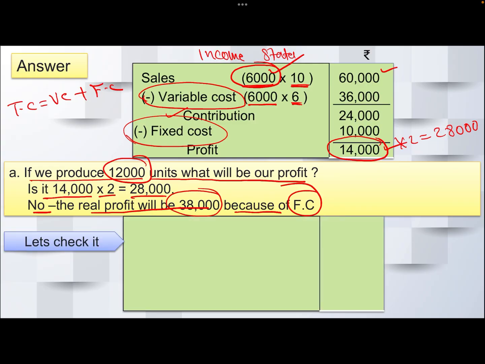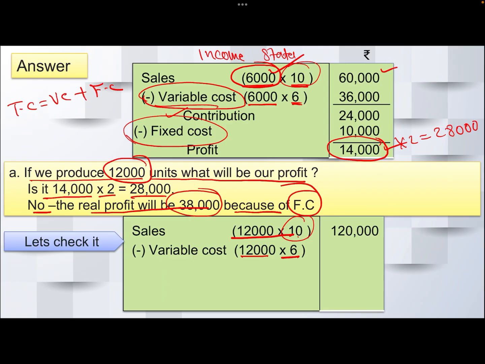We can prepare another income statement. Here sales is 12,000 into 10. There is no change in selling price. It will come 1,20,000. Minus variable cost, 12,000 into 6, so it will come 72,000. Then contribution is 48,000, minus fixed cost.